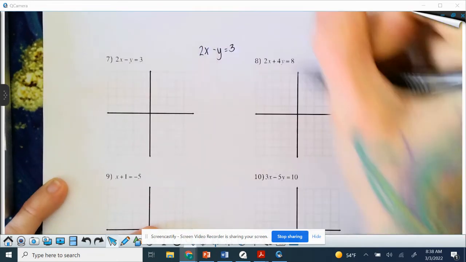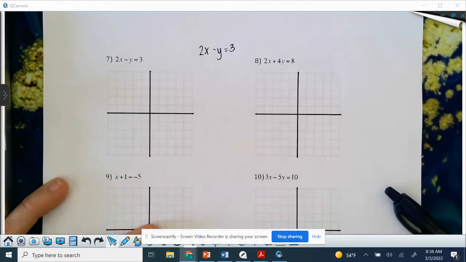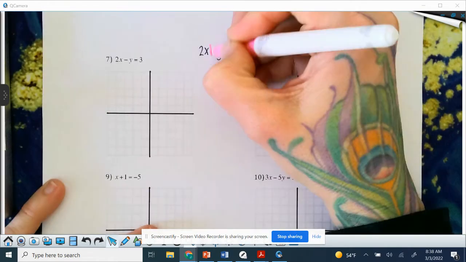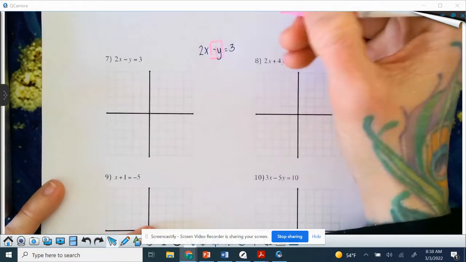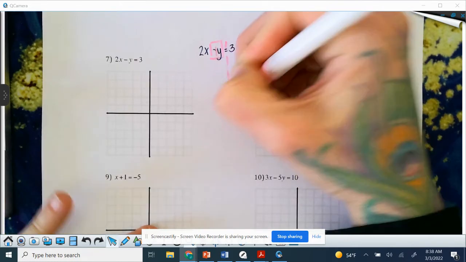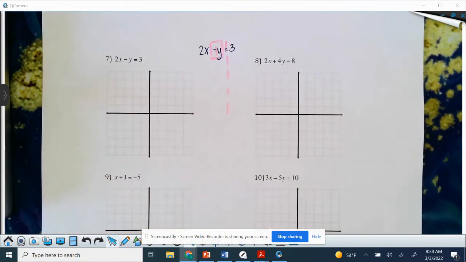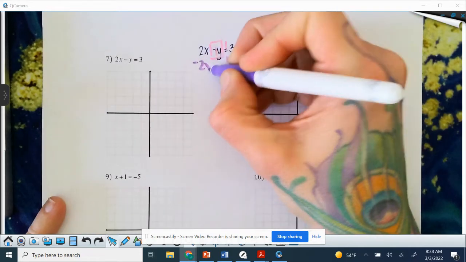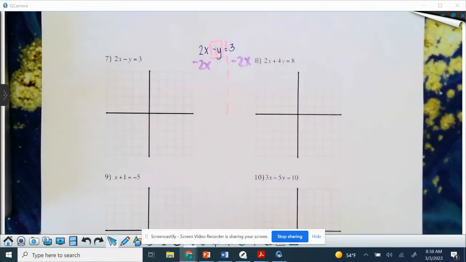We're going to identify our y, which has that negative in front of it, so that's at negative 1y. For some of you, it's easier if you put a 1 there. Our line of great divide. And remember, step 1 is move your x value, so get it to the other side. It's the positive 2x, so we're going to subtract 2x from both sides. And that's going to leave us with a negative y.